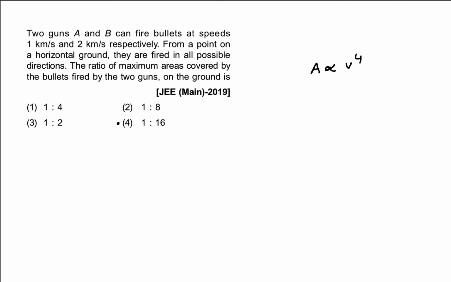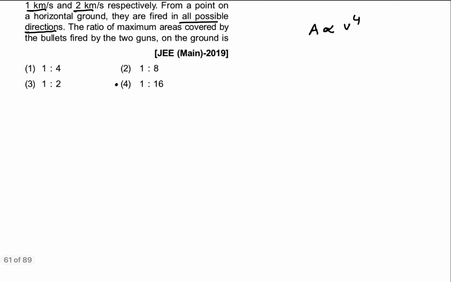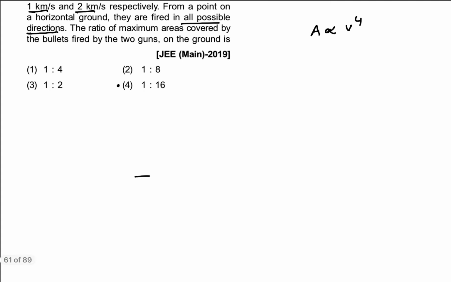Next question. Two guns A and B can fire bullets at speeds of 1 km per second and 2 km per second respectively. From a point on horizontal ground, they are fired in all possible directions. All possible directions means we can throw the ball like this, like this, like this, like this, in all possible directions.